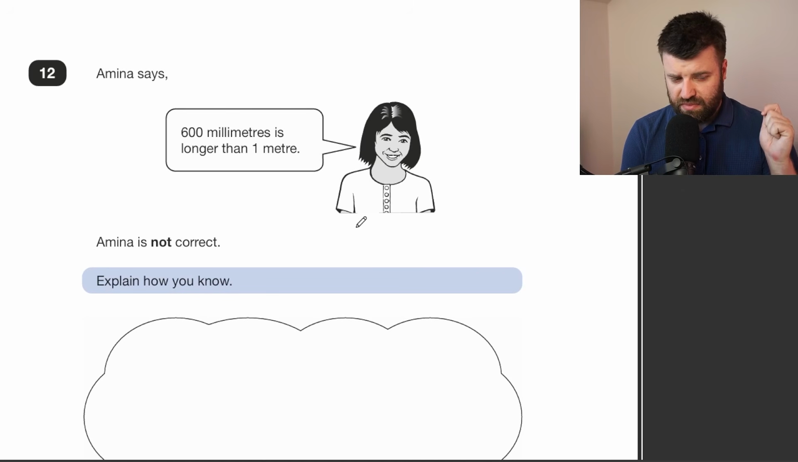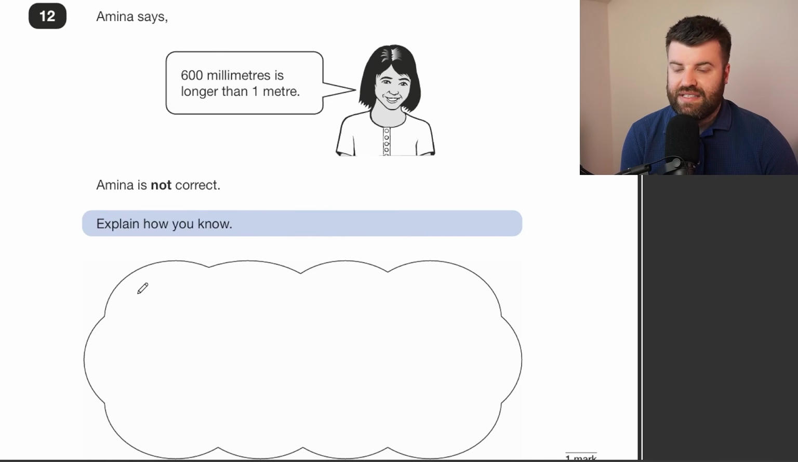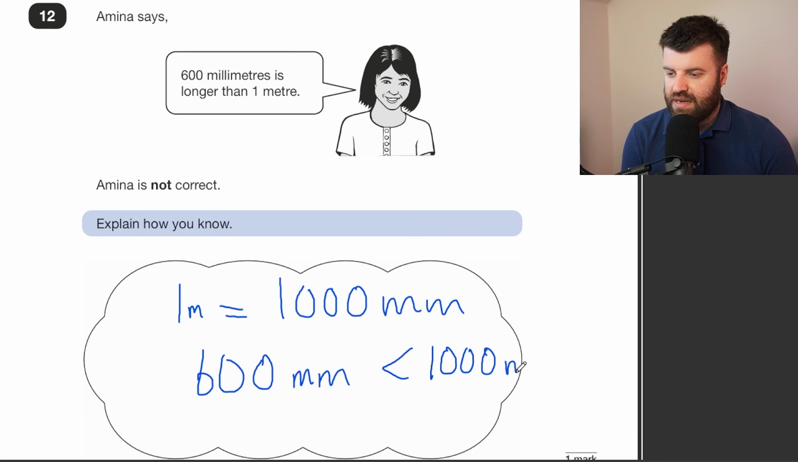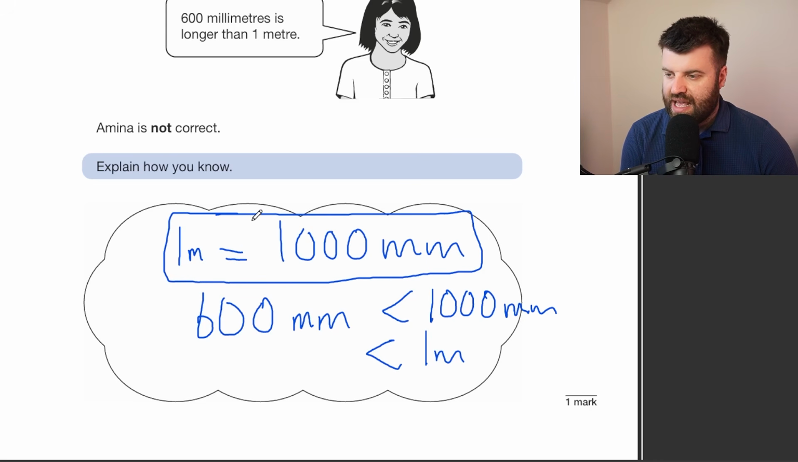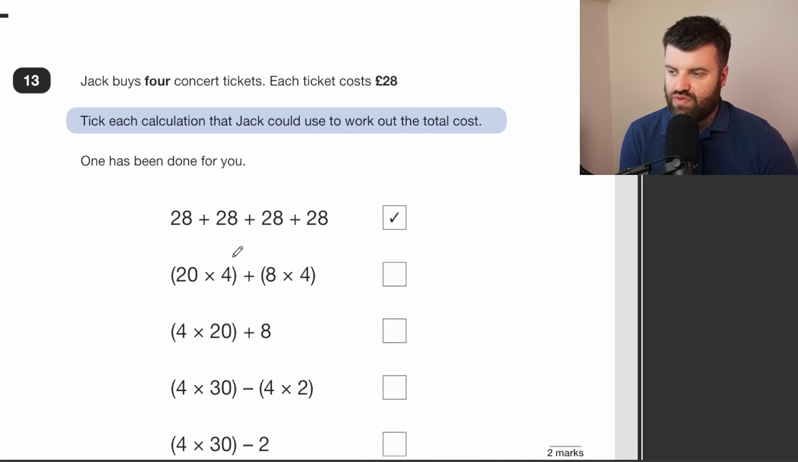Amina says 600 millimeters is longer than 1 meter. Amina is not correct. Explain how you know. The key here is to demonstrate that you understand that 1 meter is equal to 1,000 millimeters. And you can very easily show then that 600 millimeters is less than 1,000 millimeters, which means that it's less than 1 meter. Okay, you'd put it into a sentence, but that's the key part here. You need to know this conversion fact that 1 meter is 1,000 millimeters. This proves that Amina is incorrect, and that's how you can explain how you know that she is wrong.